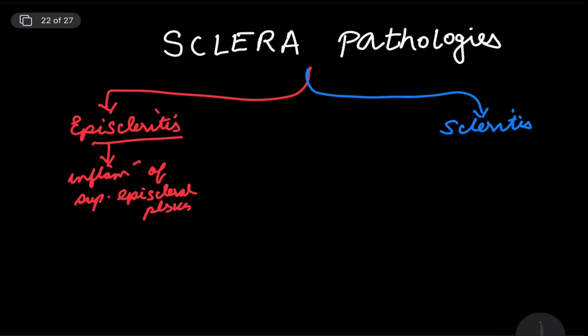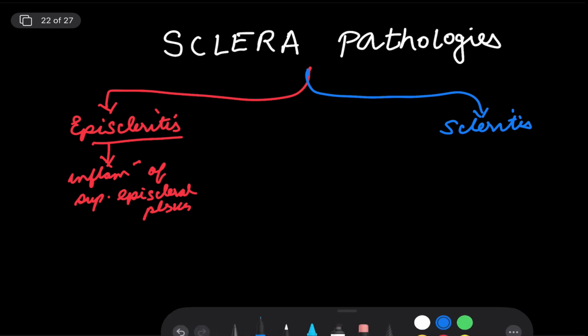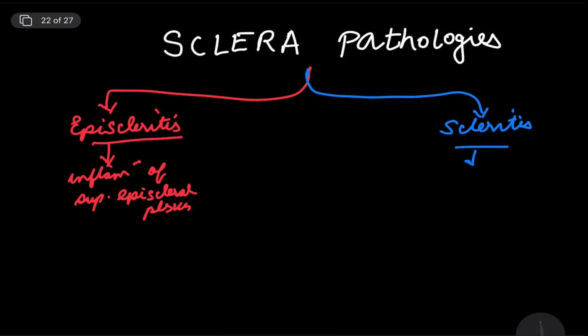So how can an avascular layer be inflamed? It isn't. Actually, scleritis is a misnomer. Scleritis is basically inflammation of the other blood vessels. What is the remaining blood vessel? The deeper layer, so the deeper episcleral plexus itself. So basically this is also the inflammation of episcleral blood vessels, but the deeper layer.